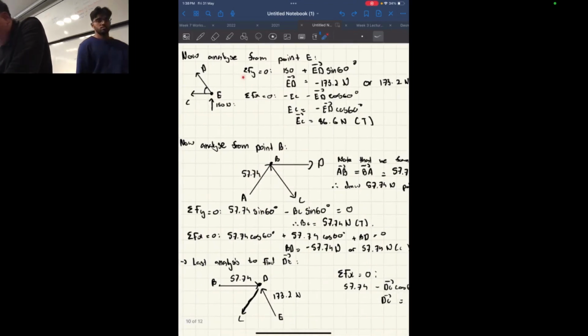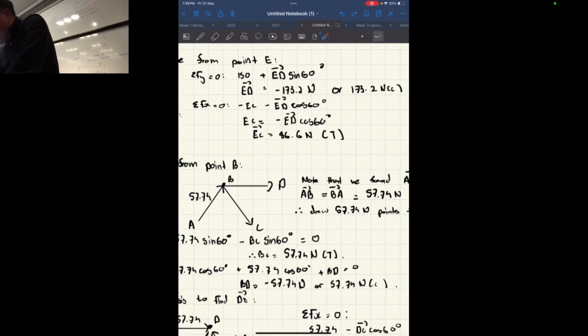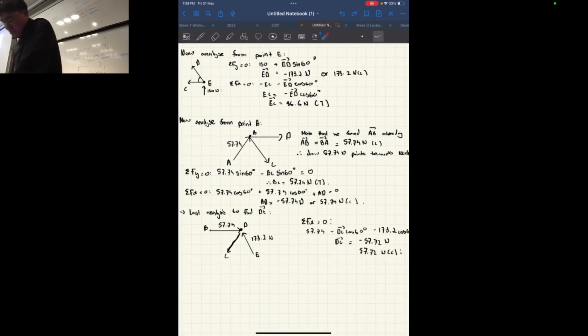So here, sum of Fy equals 0, so we have 150 newtons there, plus the vertical section of member ED. Again, for this member, the X vector is moving in the negative direction and the Y is moving in the positive direction, so that results in a positive ED sine 60. So we solve ED equals negative 173.2 newtons, or 173.2 newtons in compression. Now we solve for Fx.